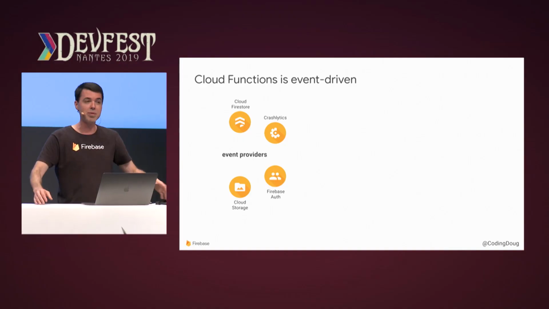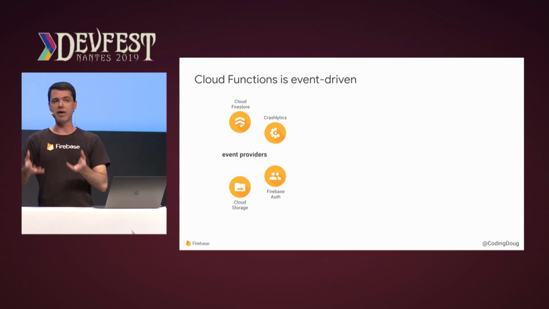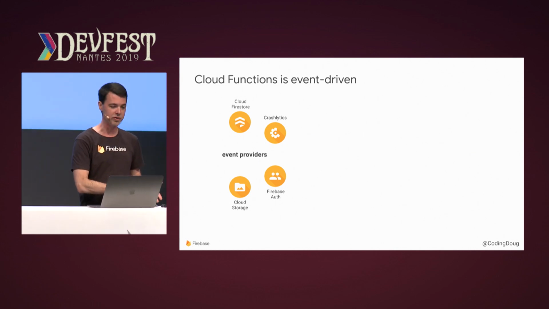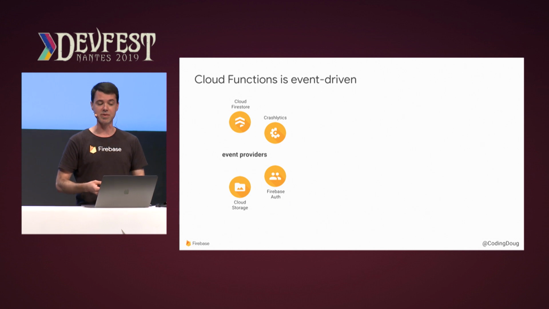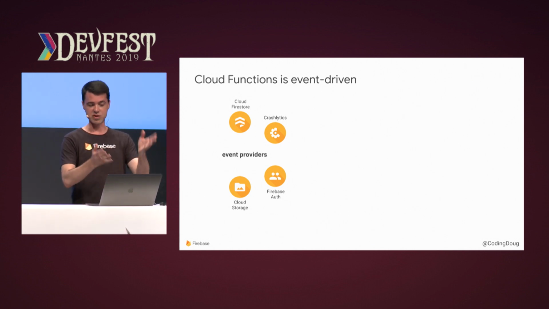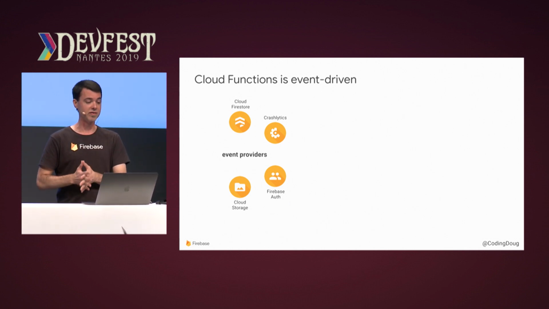And Cloud Functions is event-driven. So the functions don't do anything until some event occurs in your project that triggers that, and I'll show you that in more detail. So when I say Cloud Functions is event-driven, what happens is one of the products in your Firebase project or Google Cloud project will generate events when something changes. So this is just a sample of some of the products that generate events.